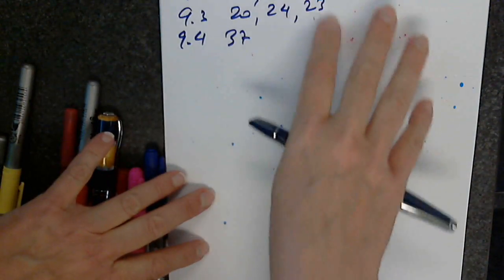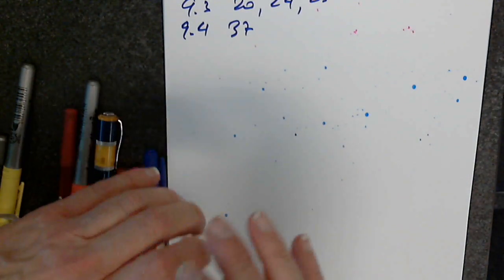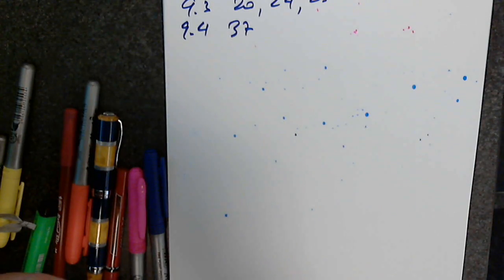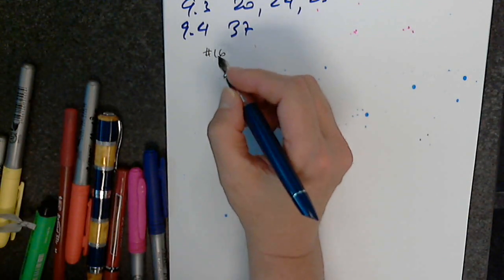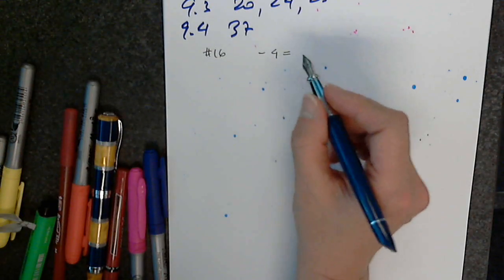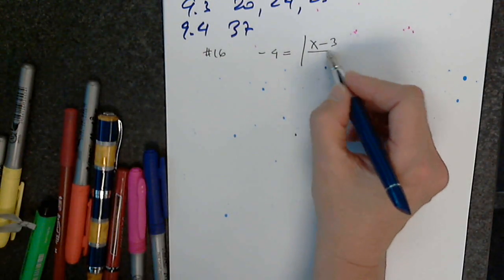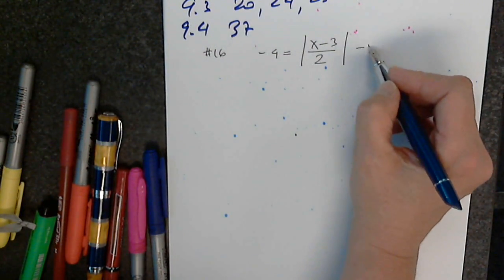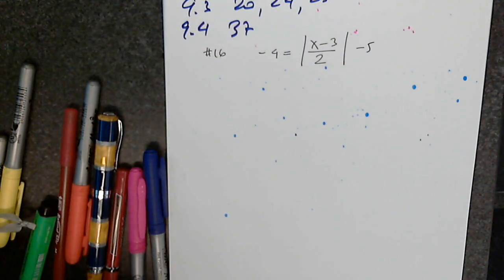Okay, please tell me, what would you like me to start with? All of them? Okay, that's fine. So let's start with 16. And 16 we have negative 4 equals the absolute value of x minus 3 divided by 2, minus 5.